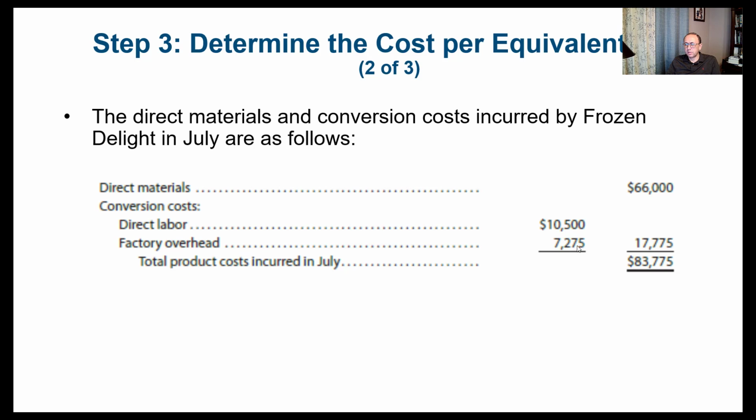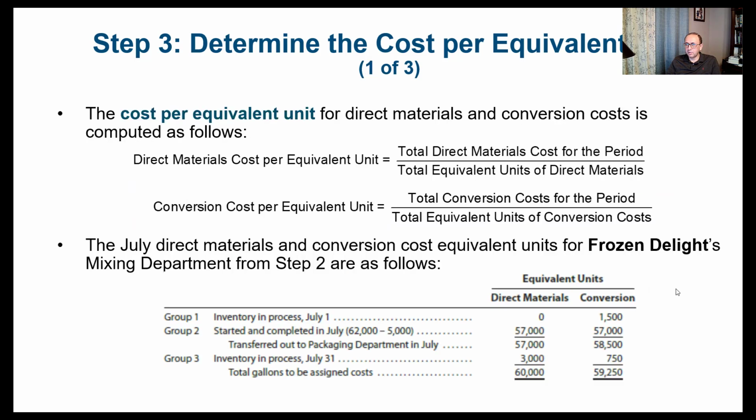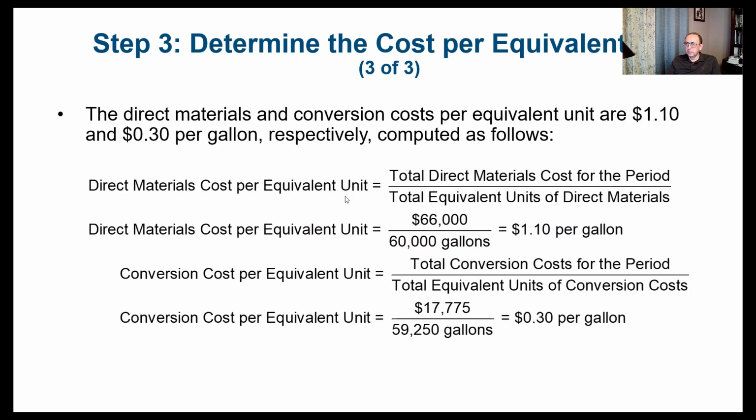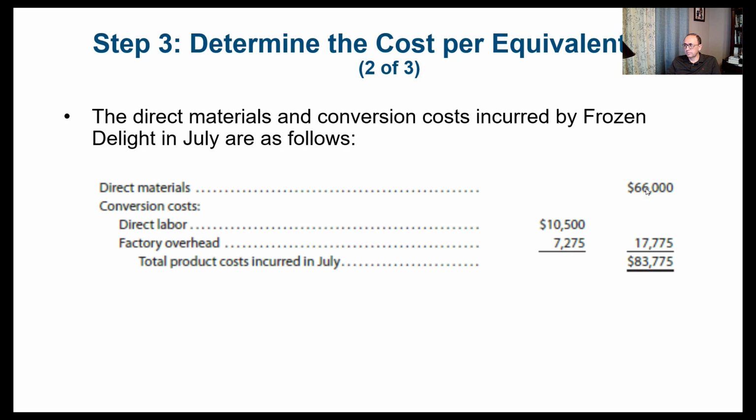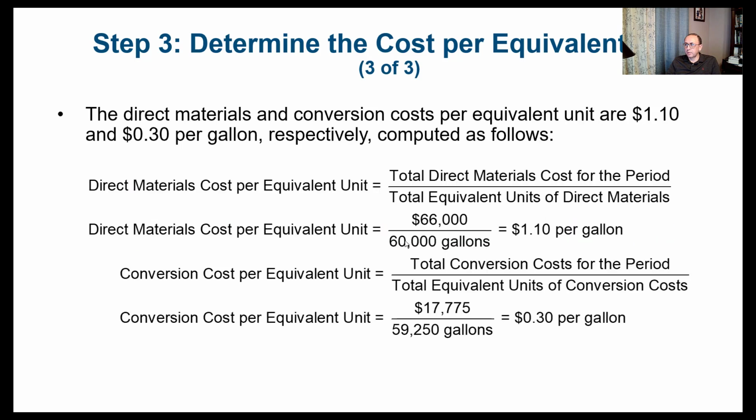The factory overhead was $7,275. So the total conversion cost is $17,775, and the total production cost is $66,000 plus $17,775, for a total of $83,775. And that would be the number that we're going to plug here on the top. So the direct material cost per equivalent unit would be the 66,000, which is this number, divided by the 60,000 gallons, and that would be 1.1.